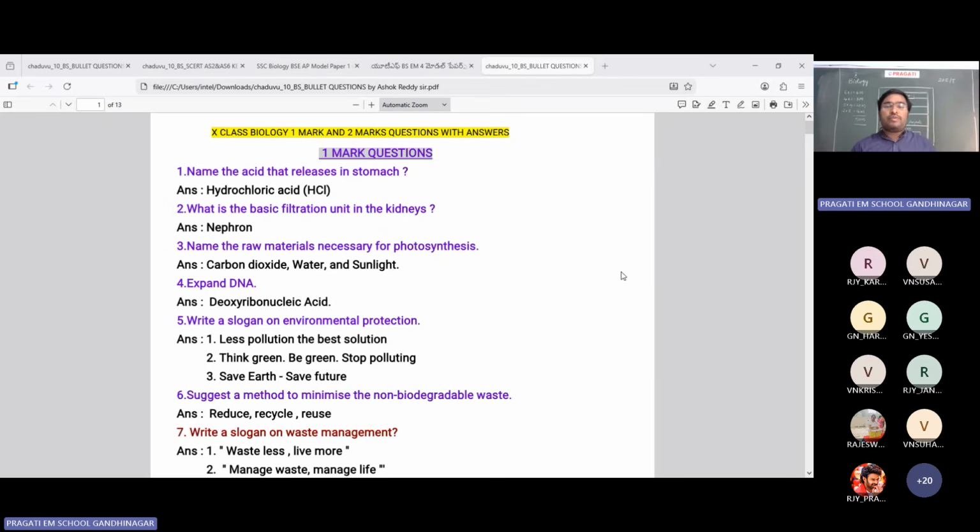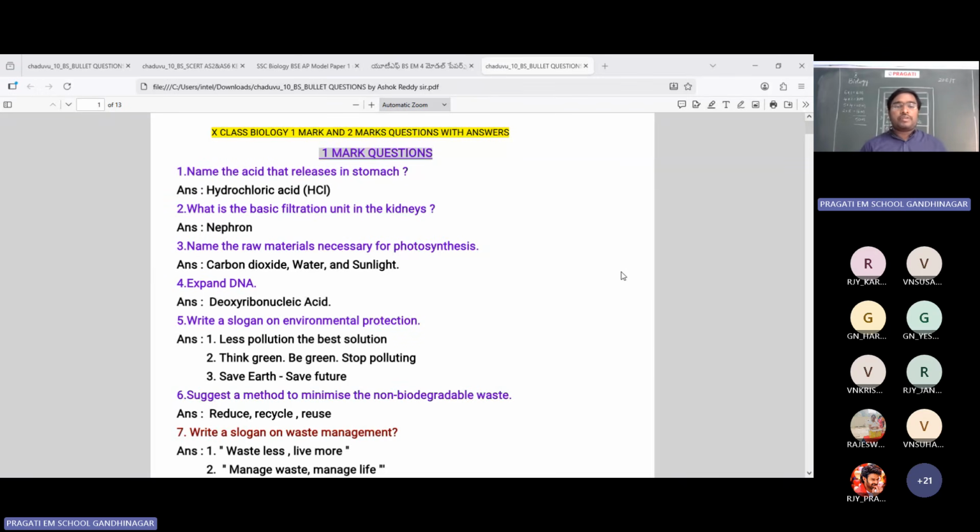Okay, and the second question is, what is the basic filtration unit in kidney? That is nephron. Okay, so what is the function of nephron, children? The nephron is useful to remove toxic substances from the body.